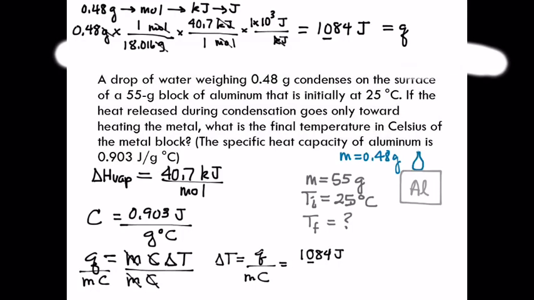So we just figured out what Q was: 1084 joules. Down here, we've got the mass of the aluminum block, 55 grams. And we've got the specific heat capacity, 0.903 joules per gram degrees Celsius. The joules are going to cancel, the grams are going to cancel. I'm going to end up with degrees Celsius as my unit. 1084 divided by 55 divided by 0.903 is 21.83. This should also have 2 sig figs. I'm just going to keep those 2 extras. That's the change in temperature.